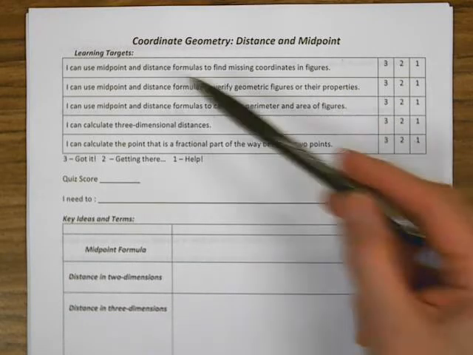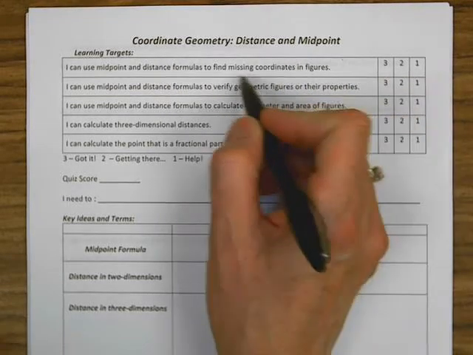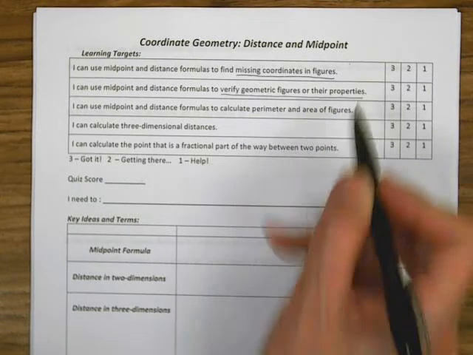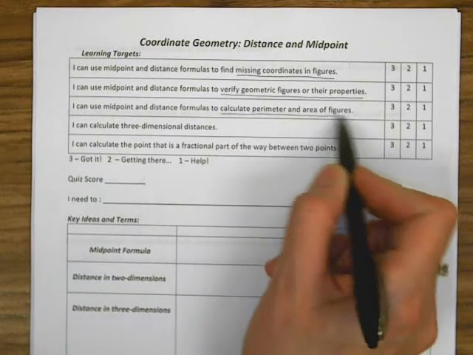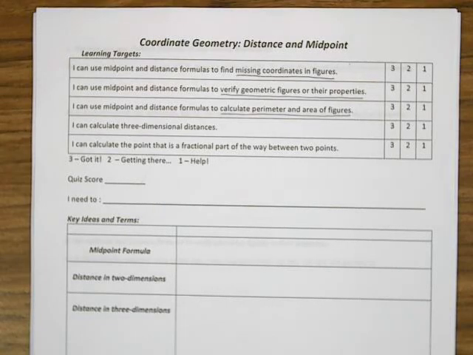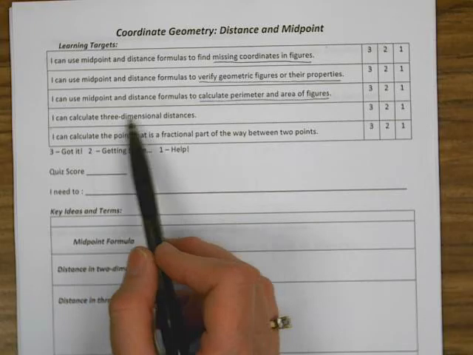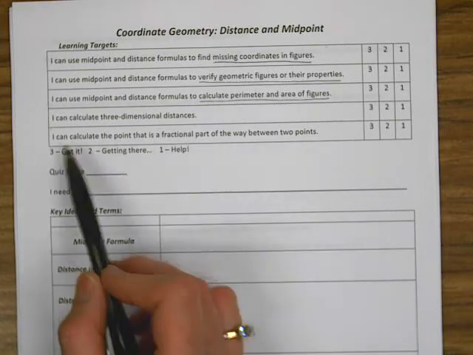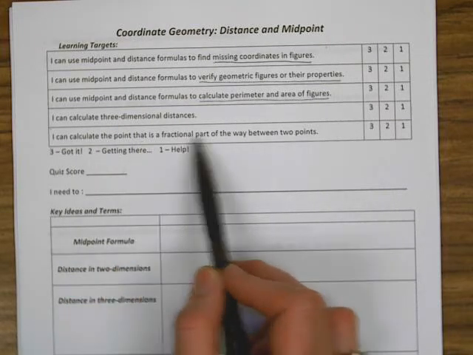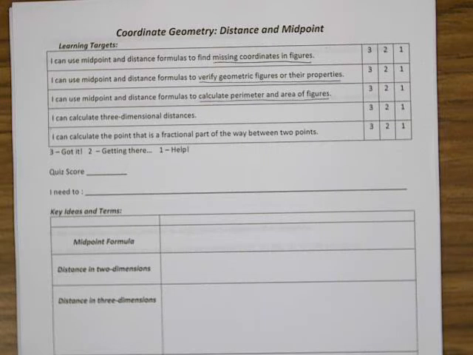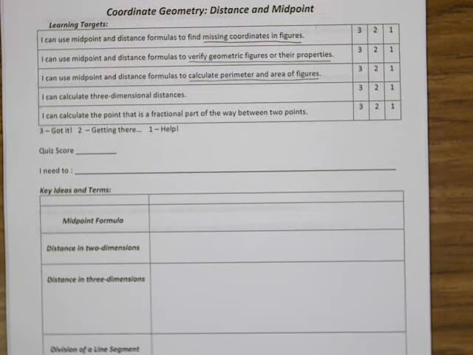So we're going to be using midpoint and distance to do these three things: find missing coordinates, verify geometric figures of their properties, and calculate perimeter and area. We'll also be venturing into some three-dimensional pieces here. I can calculate three-dimensional distances, and then I can calculate the point that is a fractional part of the way between 2 points. That's a second new idea. So let's review some formulas.